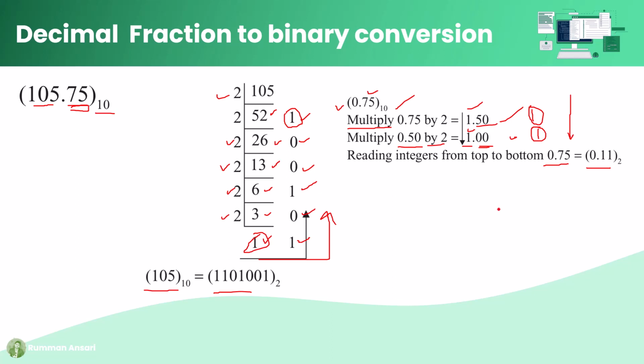So our final output will be 1101001.11, because we are getting 0.11, that is 11, for the 0.75. That's why this is our final result.